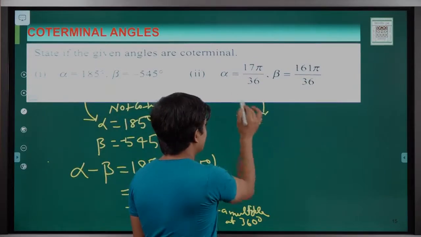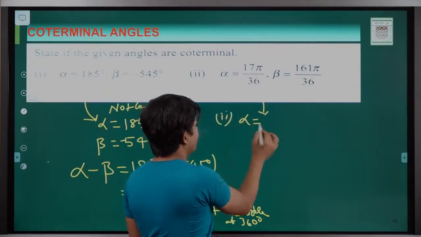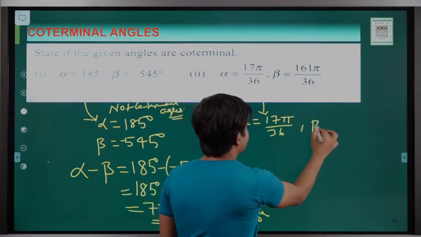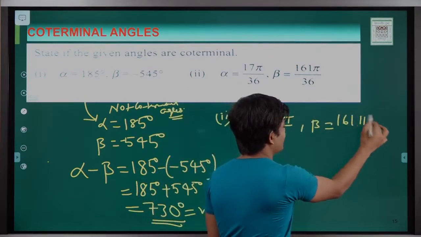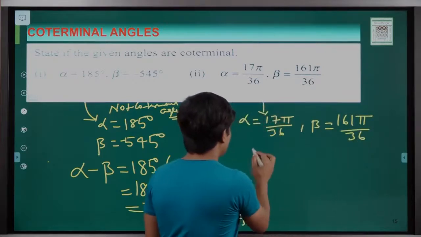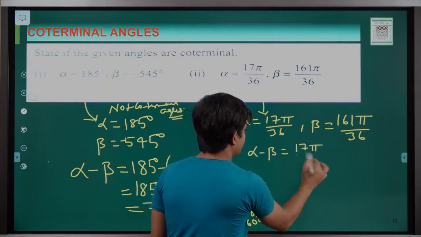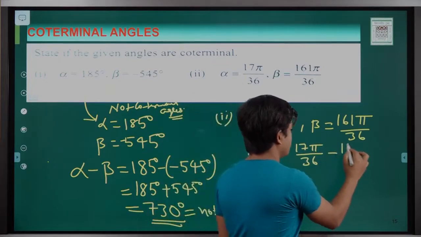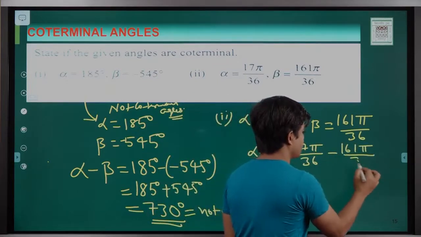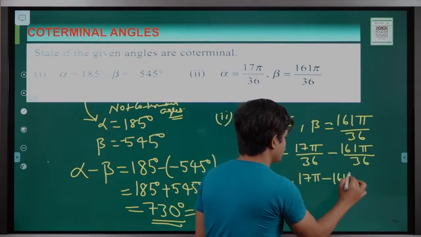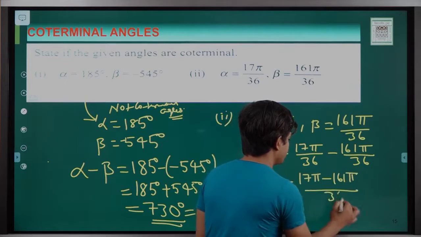Now, for the second question, our alpha is what? 17 pi by 36 and beta is 161 pi by 36. So now alpha minus beta will be 17 pi by 36 minus 161 pi by 36. So it will become (17 pi minus 161 pi) by 36.